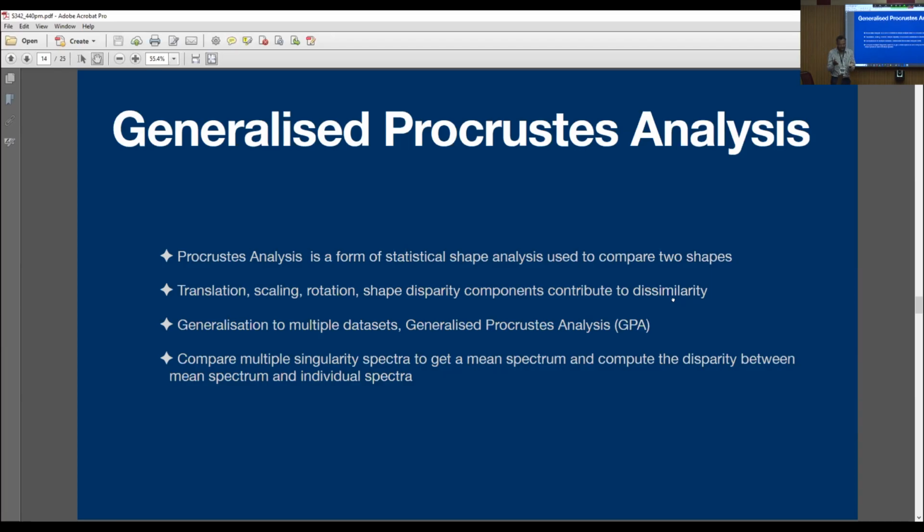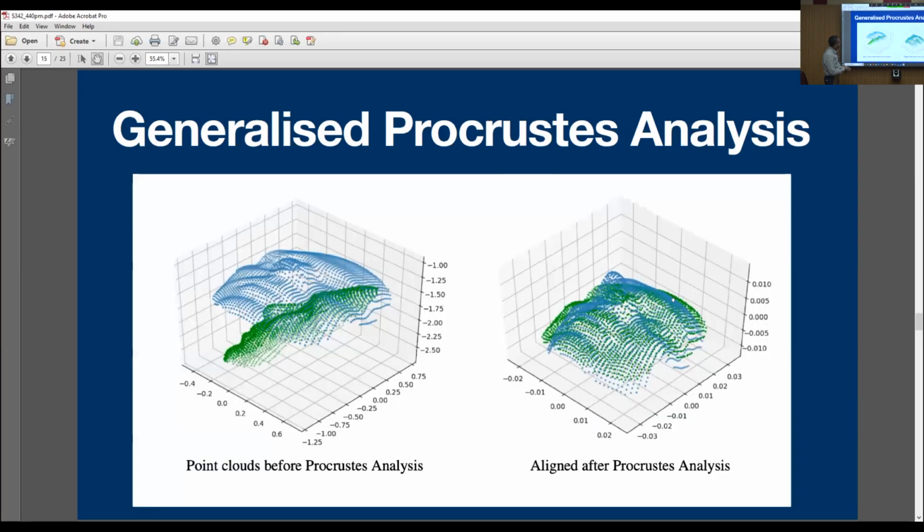That's for two shapes. But if you have a lot of shapes, n shapes, you do a generalized Procrustes analysis, and this gives you what a mean shape looks like, and then you compute the disparity with respect to the mean shape. Here is one experiment that we did. There are two masks of two different individuals, as two point clouds, and after doing all the transformations that I told you about, this is what happens. There's some disparity that can be quantified.